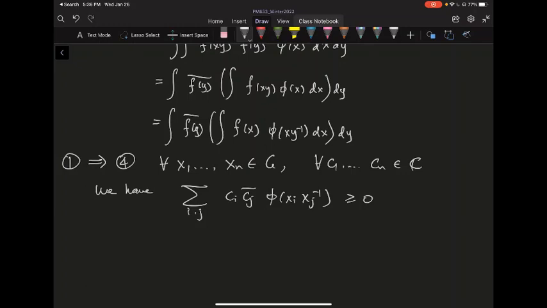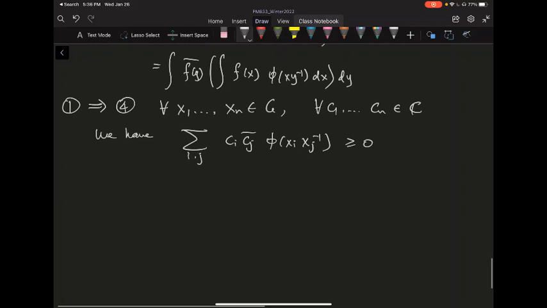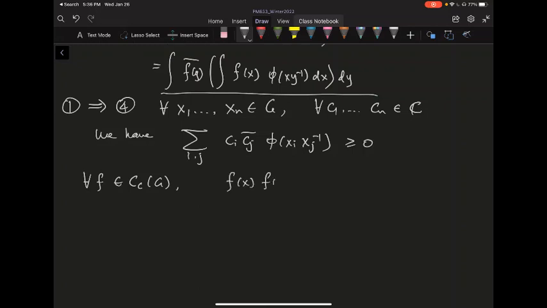Sometimes I write xi inverse xj, sometimes I write xi xj inverse. Things are abelian, it doesn't really matter, all right? And because this is greater than or equal to 0, now we can do the following. I want to prove 4. In other words, I want to show that for every compactly supported function, this integral over here is going to be non-negative. So let's say for every f inside Cc of G, the function fx times the fy conjugate is actually inside Cc of G cross G as well, okay?